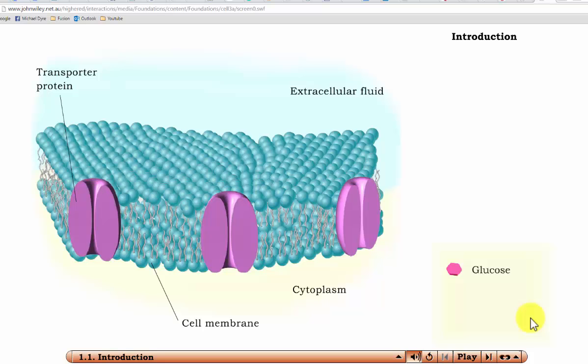What I'm going to do today is show you a little bit about ATP synthesis. What you've got here is a cell membrane. It's got transporter proteins. These are going to actually allow material to go through. This is a six-carbon glucose molecule, which is the basic energy that all critters need.